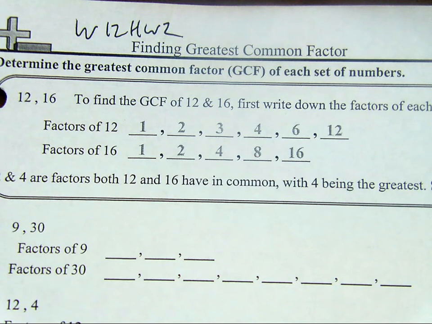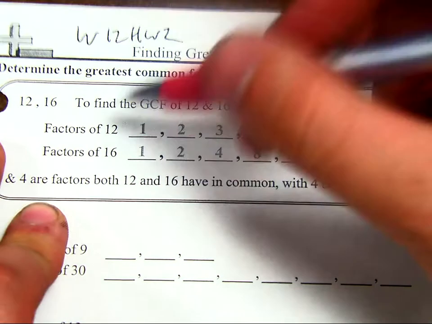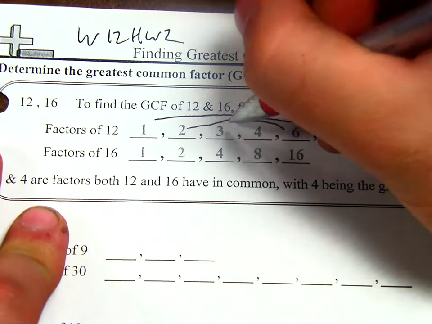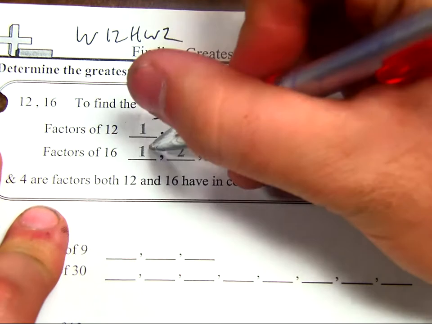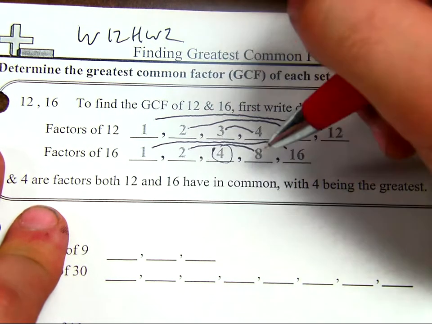To find the greatest common factor of two numbers, I have to do two separate factor rainbows and then compare them to see what is the greatest number that is a factor of both numbers. So in here, they give the example 12 and 16. There are all the factors of 12. 1 times 12 is 12, 2 times 6 is 12, and 3 times 4 is 12. For 16, 1 times 16, 2 times 8, and then 4 times itself.